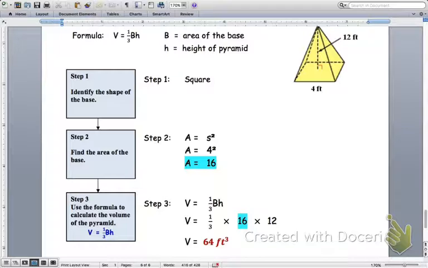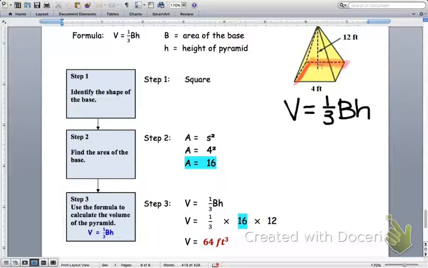Flip to the back and let's take a look at the volume of a pyramid. Don't forget the volume formula, which is the area of the base times the height. You can write that down. With the pyramid, we don't need the whole formula. We only need 1/3 of this formula. So our formula for the volume of a pyramid is 1/3 times the area of the base times the height.